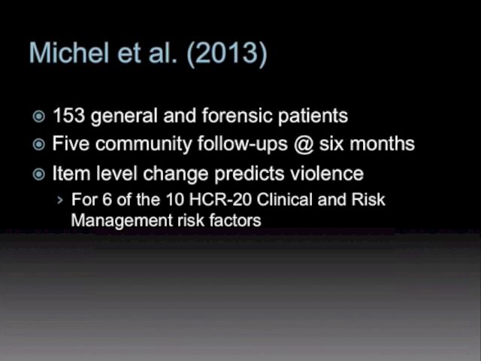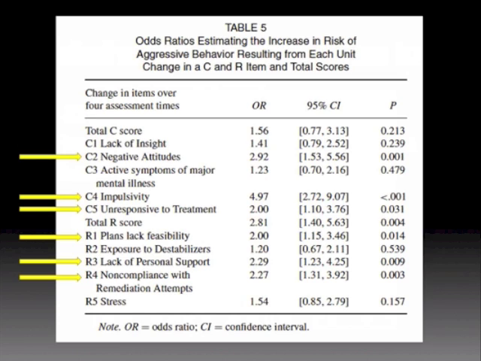What I'll show you here is simply the arrows indicating which of the items, when they changed, were associated with violence. So for 6 of the 10 items, when they increased, there was a corresponding increase in observed violence. When they decreased, a corresponding decrease in observed violence. So again, this is essentially support for the basic assumption of the SPJ model that we want to try to change these risk factors, and when they do change, we see corresponding change in risk.